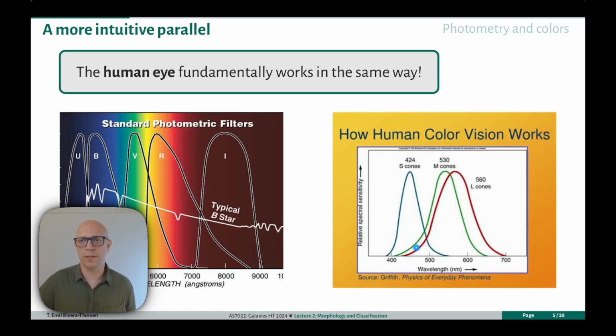You can also see that there is a very strong overlap between the M and the L cones, being sensitive mainly to green and red light, which I guess should give us a hint about why red and green is the most common kind of color blindness in the human eye.